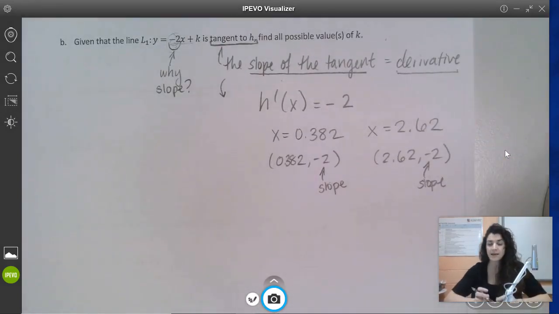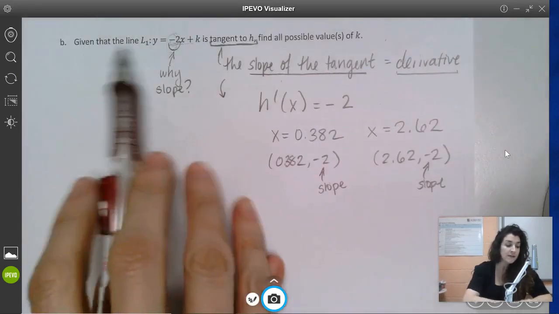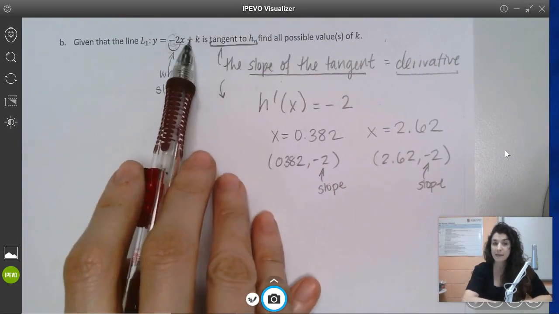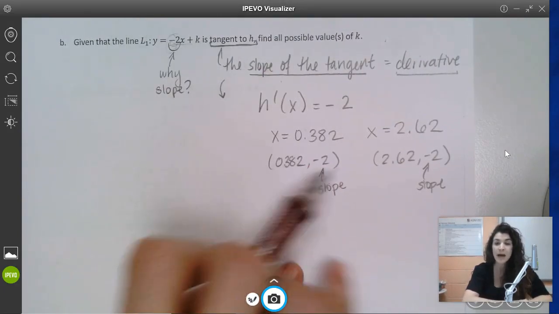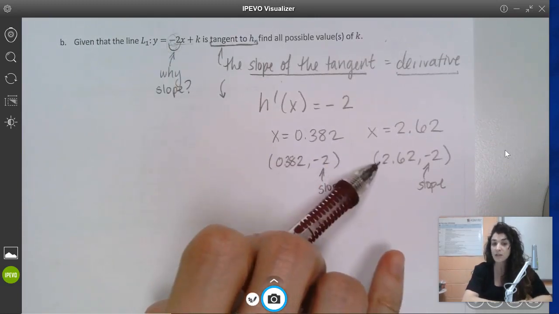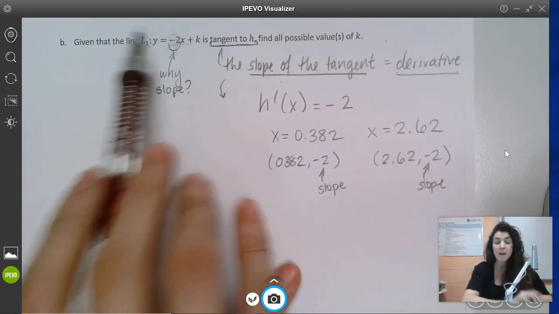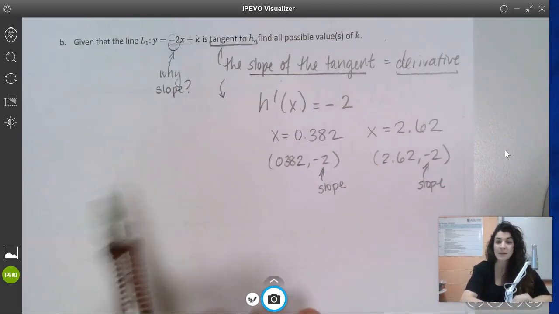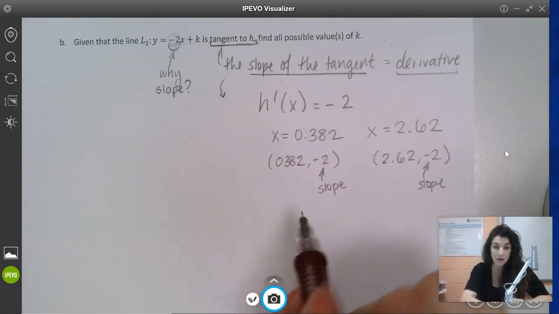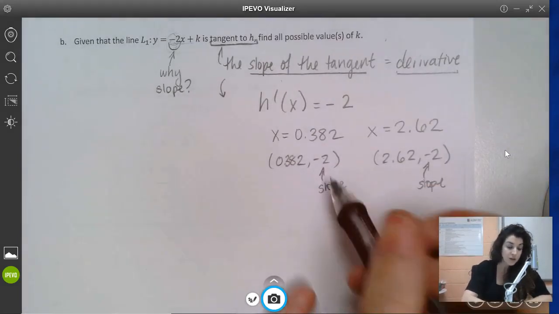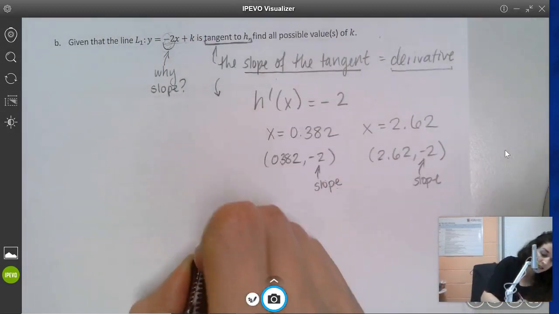Okay, so take a step back, because we're not done yet. The question was, given this equation of the tangent line, what could the values of k be? Realize we found two x values that would give us a slope of -2. We could plug those x values in for x here, but we cannot plug -2 in for y, because -2 is not our y value. It's the slope of our y value. So we have x values we can plug in.